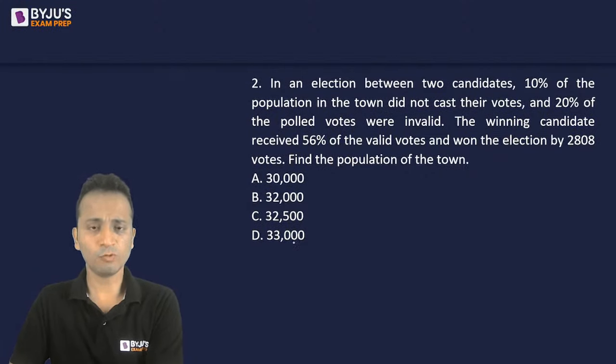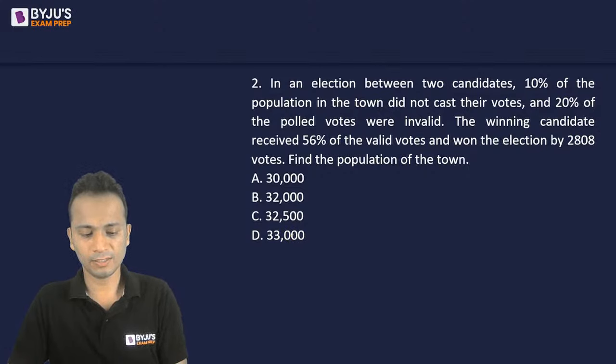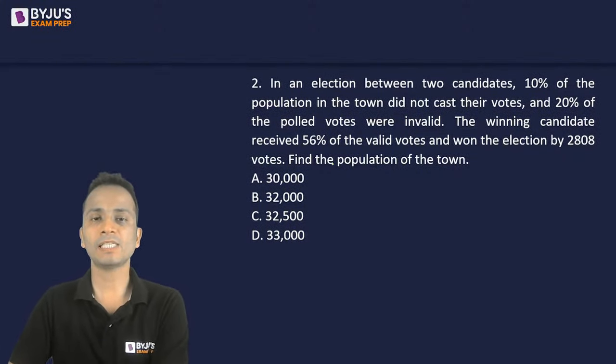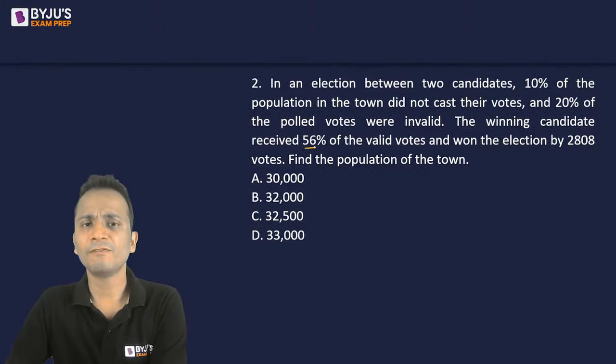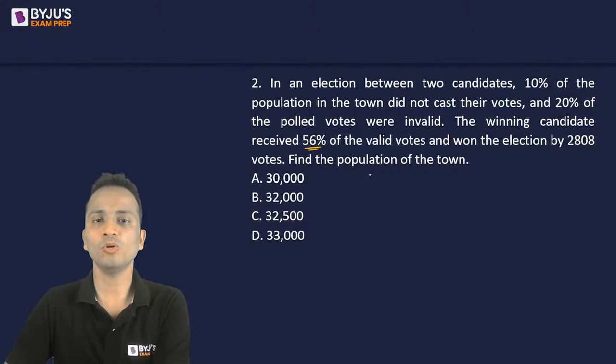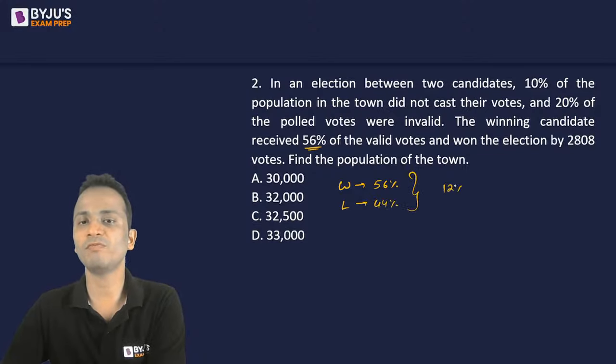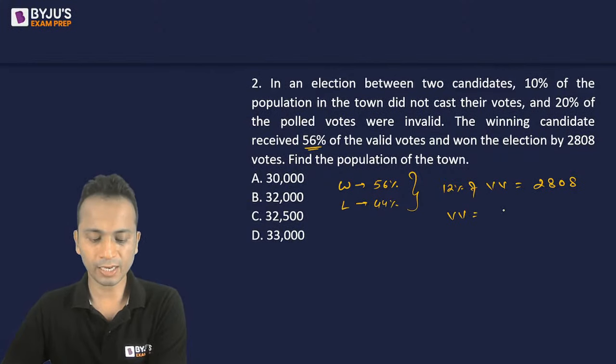Any answer, Tejaswi? Would you like to post your answer? Let's start. I'll start from here. The winning candidate gets 56% of the valid votes. So whatever the number of valid votes, the winning candidate gets 56% of valid votes and the losing candidate will get 44%. So the difference between them is 12 percent of valid votes, and that is given as 2808.